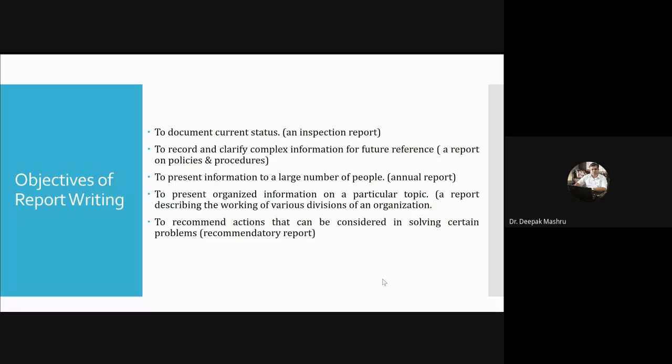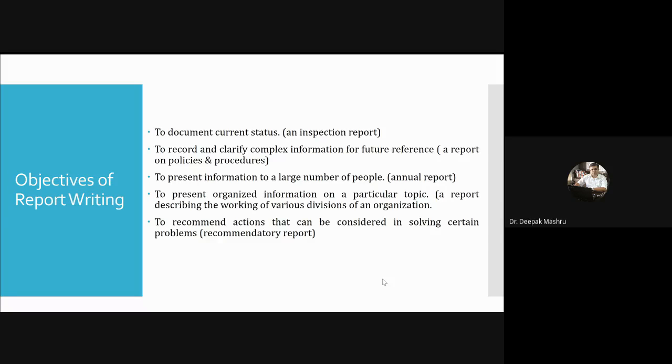Then we can present organized information on a particular topic. So it can be for a particular department. For example, there can be an annual report or a particular report for the production department, R&D department, like this. Okay. It can be there to recommend actions that can be considered in solving certain problems. So this is the area we are going to touch upon today.